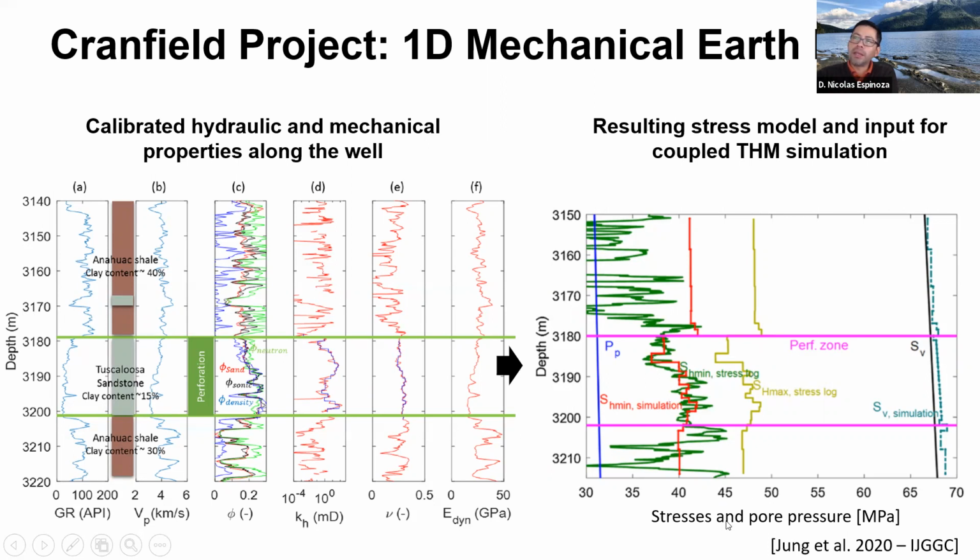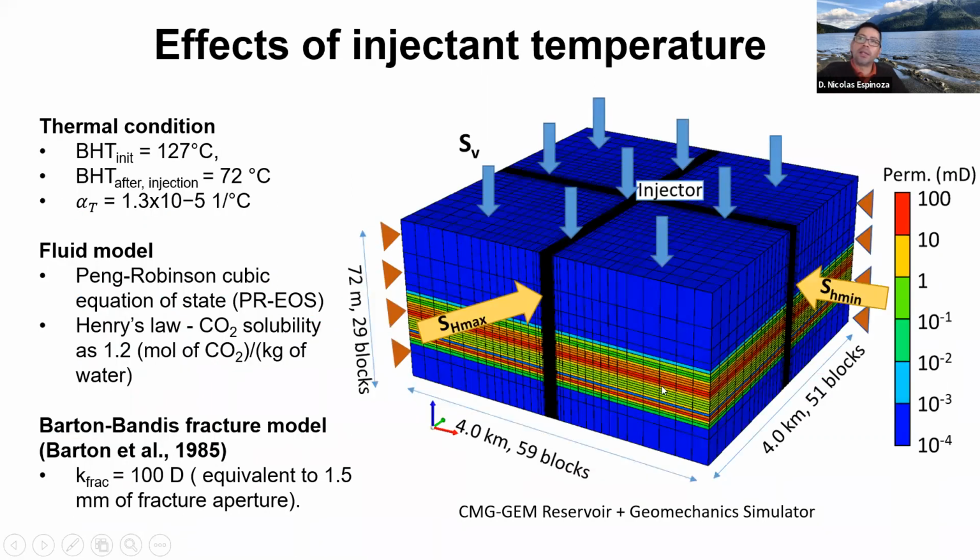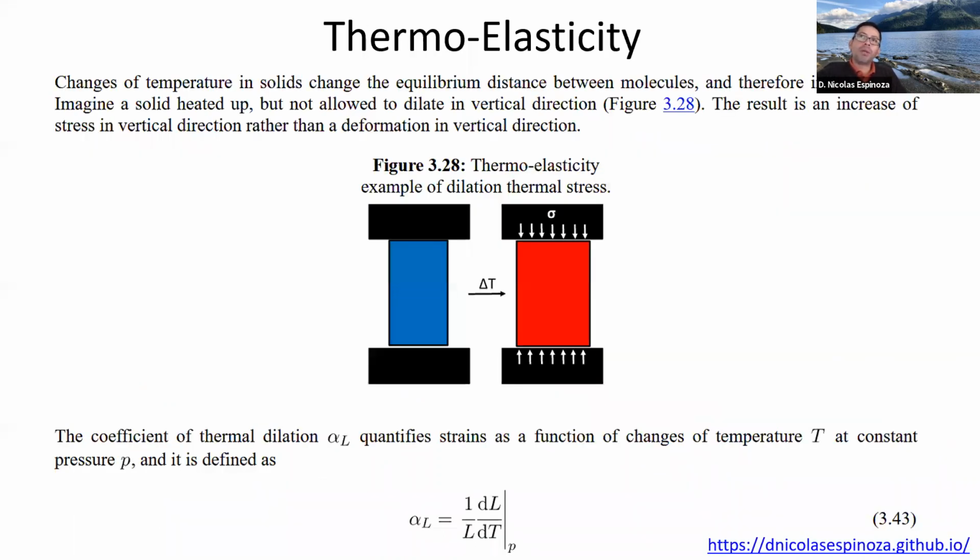This is a study that we did with a graduate student who was working with me, in which we model injection, and we consider this variation of the fracture gradient with depth, and also the effects of temperature. Temperature is something very important because, as I was telling you before, there is something called thermal stress. If you lower the temperature of a solid, it will tend to shrink. However, if you don't let that solid move, instead of developing a shrinkage, it's going to develop stress.